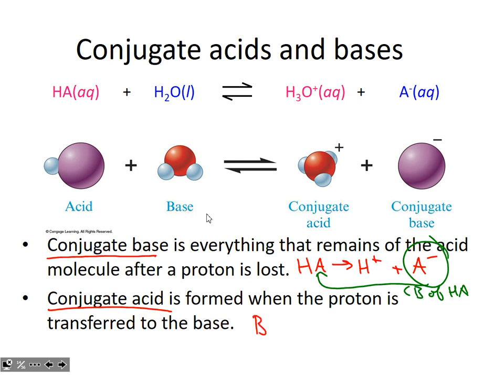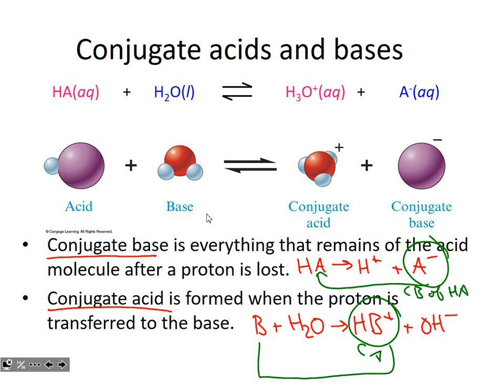So if we have our base plus water, remember we need to include our water in our dissociation reaction, the water will donate a proton to the base. We'd be left with HB plus and the hydroxide ion. Well, what did our base, the B, turn into? It turned into HB plus. So HB plus is the conjugate acid of B.